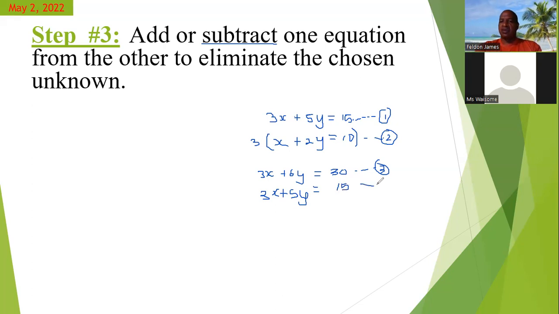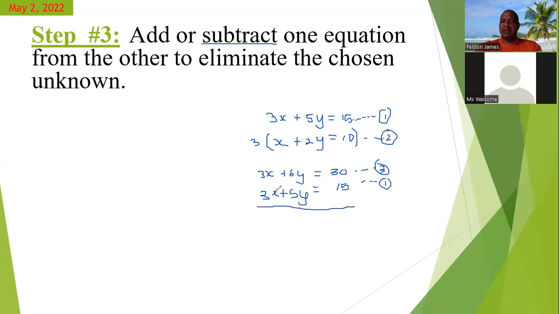So this is equation one, and we're subtracting it. So we are going to draw a line, like when we are subtracting numbers, we draw a line underneath them.